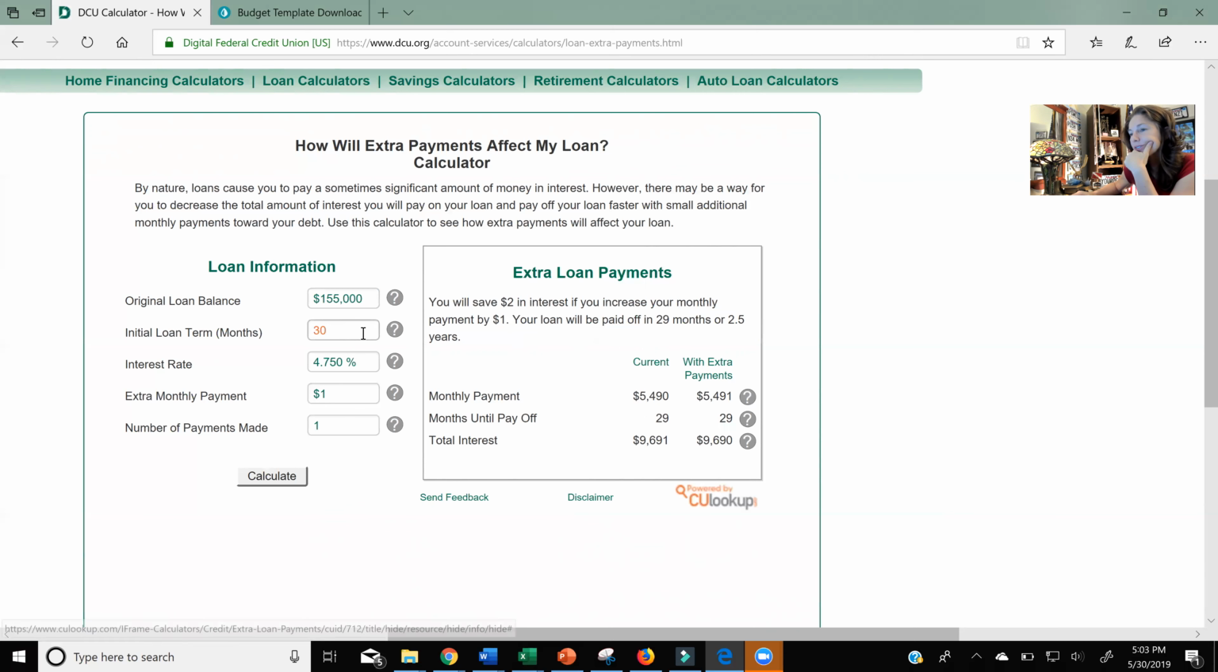So, you know why that is? Because it says the initial term per months, and I was calculating years. So I actually here need to do 30 times 12.